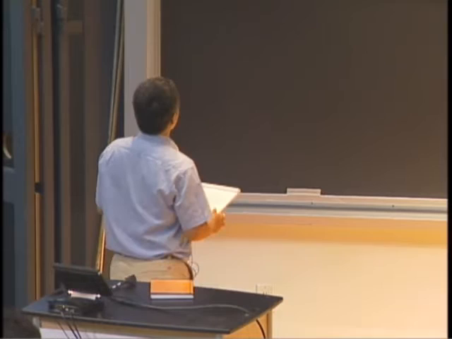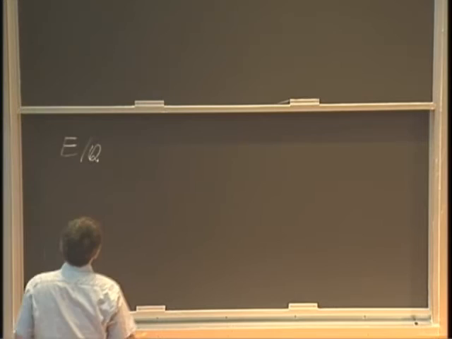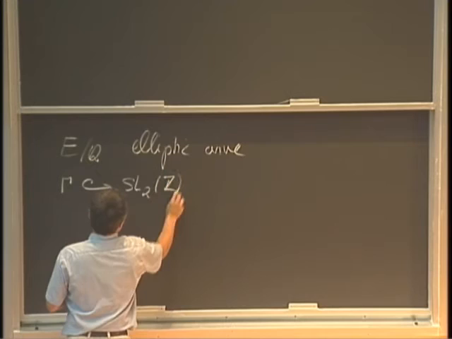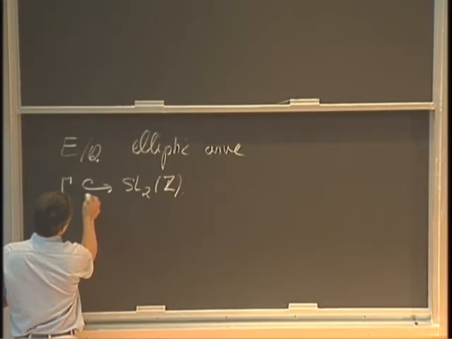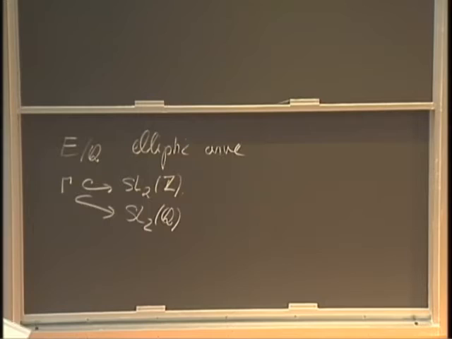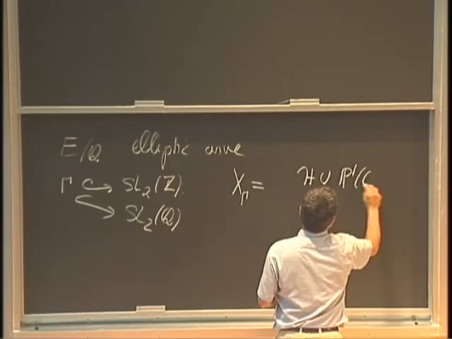So recall that we have an E defined over Q. So this is an elliptic curve. Gamma is a congruence subgroup of SL2 of Z. In fact, if you think about a group action, it's probably better to consider a congruence subgroup in SL2 of Q, because this way, when you consider the tower, there's no difference, but the group action will be easier to understand. So X_gamma will be the upper half plane with the cusps, modulo gamma.